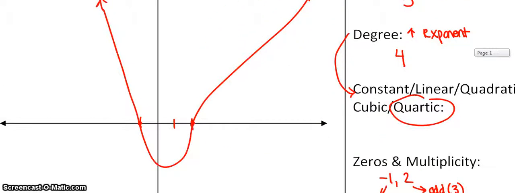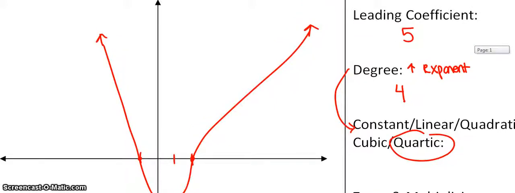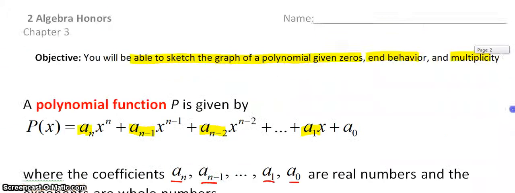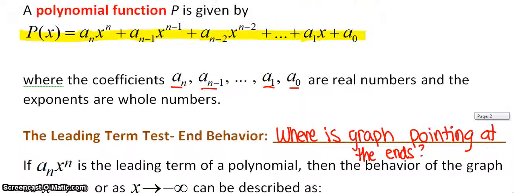Eventually, we'll figure out, what else can I do to make this more accurate? Can I plug in some points? Can I find a y-intercept? The more information you know, the better your sketch is going to be. But by the end of this video, you should be able to just look at the polynomial function, even if it looks as complex as this, and figure out the end behavior, multiplicity, and zeros. And you should be able to then sketch a graph.